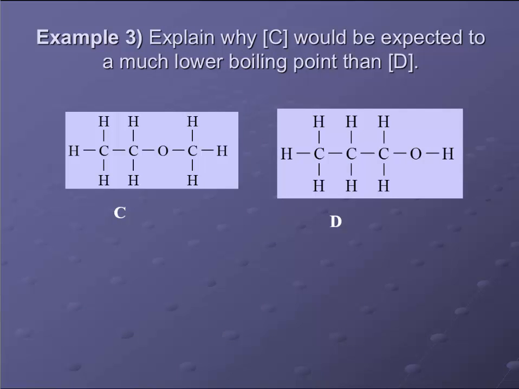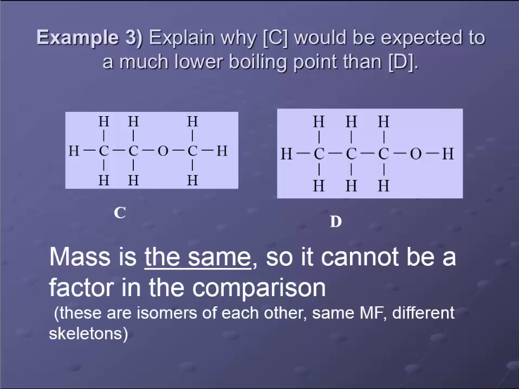Let's try this one. Try to explain why compound C would be expected to have a much lower boiling point than compound D. Mass is identical here, not just about the same, but identical. These are skeletal isomers of each other. They have exactly the same molecular formula. So it can't be mass that matters. That means we have to look deeper at IMFs.